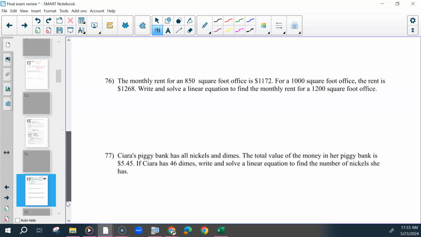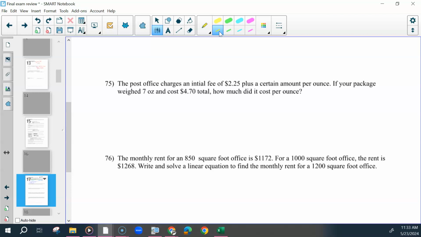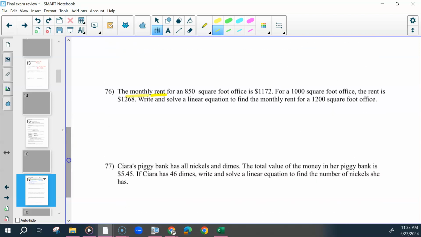So in 76, let's highlight the monthly rent for an 850 square foot office is $1,172. And for a 1,000 square foot office, the rent is $1,268. We need to write and solve a linear equation to find the monthly rent for a 1,200 square foot office.